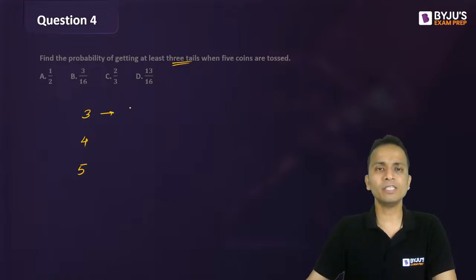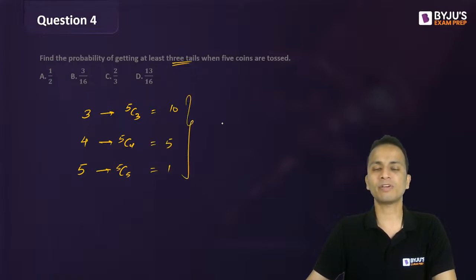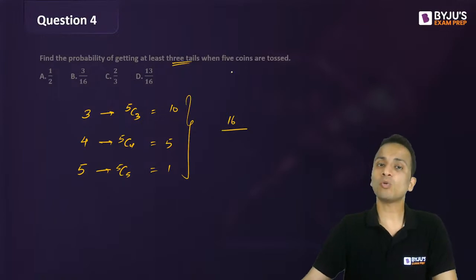Now out of 5 coins, I need 3 tails. The number will be 5C3, then it will be 5C4, and it will be 5C5. Now the value of 5C3 is 10, this is 5, and this is 1. So total number of cases is 16, right? So these are the favorable number of cases, that is 16, divided by total number of cases.